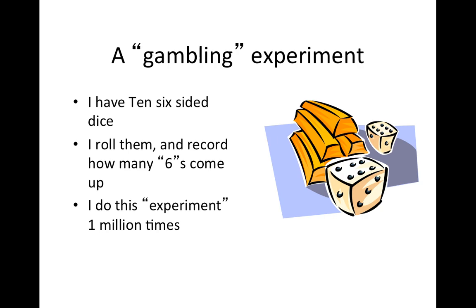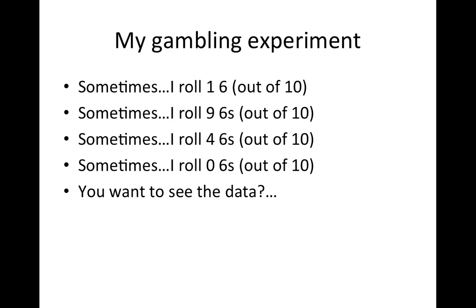But before going on, let's talk about a gambling experiment, and that is that what if I had 10 six-sided dice, you know, just these little dice over here, I had 10 of them, and I roll them and I recorded how many sixes come up. This would be a gambling experiment. And let's say I do this a million times. Now sometimes I roll 1 six out of 10. Sometimes I roll 9 sixes out of 10. Sometimes I roll 4 or 0. And here are all the data.